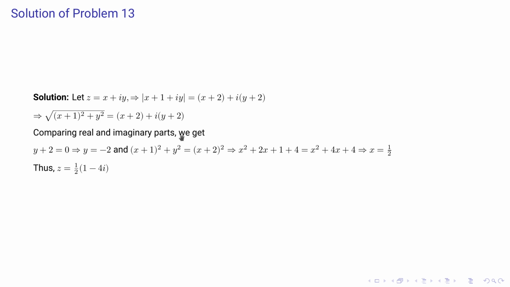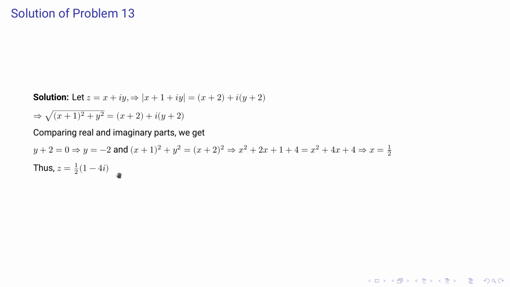Now we compare real and imaginary parts. This imaginary part has no corresponding value on the left hand side. So y plus 2 will be 0, that is y is equal to minus 2. Now when we compare the real parts, we square both sides. We get (x plus 1) whole square plus y square is equal to (x plus 2) whole square, which is x square plus 2x plus 1 plus 4. This has come from y square, and the right hand side is x square plus 4x plus 4. X square will get cancelled, so we will have x is equal to 1 by 2. So once we have x and once we have y, our complex number z is 1 by 2 minus 2i.